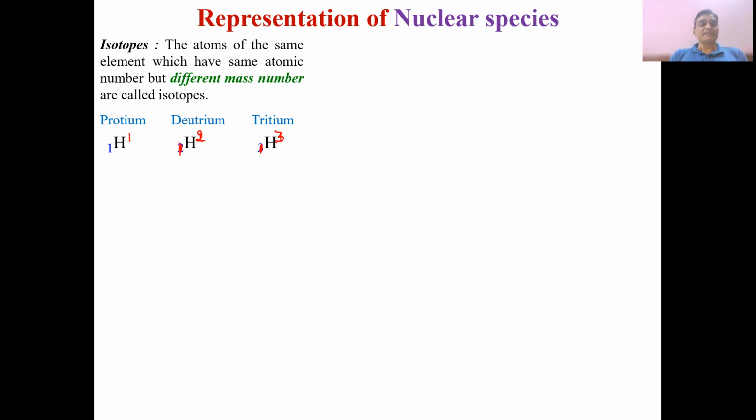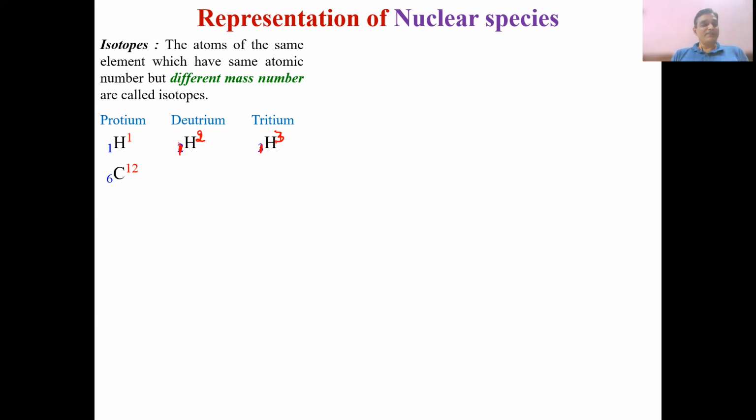Atomic number is written as subscript, while the mass number is written as superscript. So these all are the isotopes of hydrogen having the same atomic number 1, but they differ in their mass number. The mass number of protium is 1, the mass number of deuterium is 2, the mass number of tritium is 3. Next example is the isotopes of carbon.